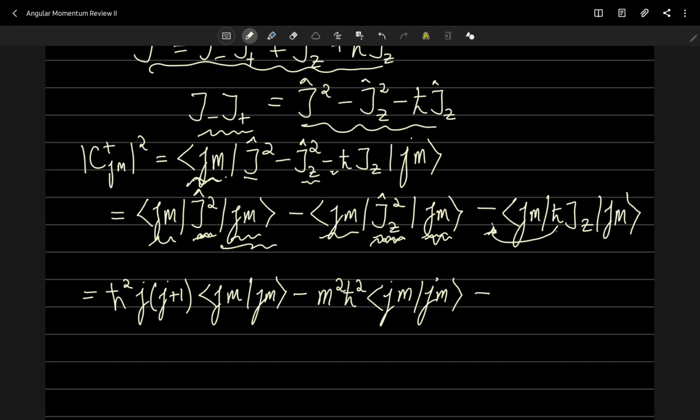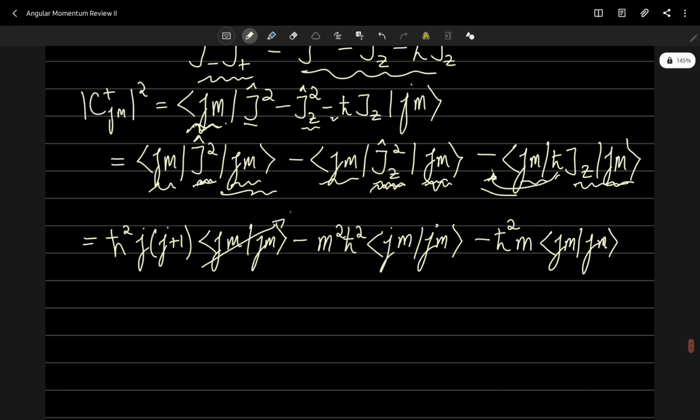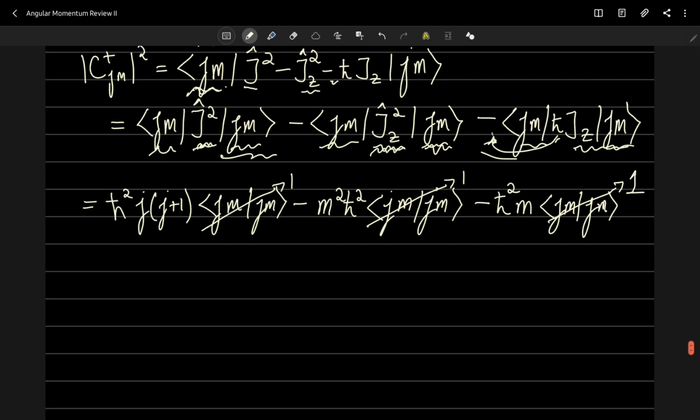Then we have this minus, we could already take this h bar outside, so we have this h bar, and then jz acting on jm, again it gives you m h bar, so it would be h bar squared m, right? And we would have these states jm, and it would give you back the same state, so jm. Now know that these states are normalized and they're orthonormal, so these would just go to 1, right? Because they're the same states, so they would just give you 1 if you take this inner product.